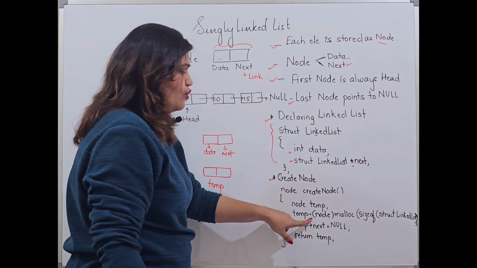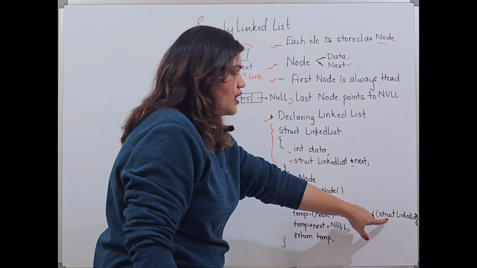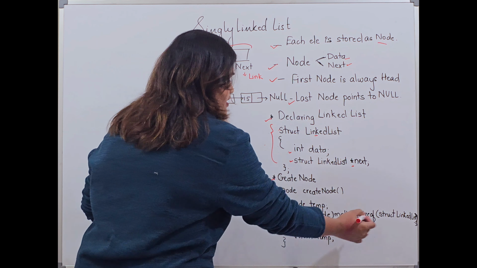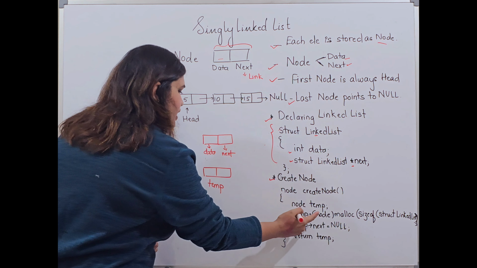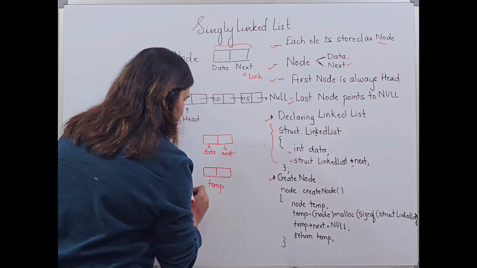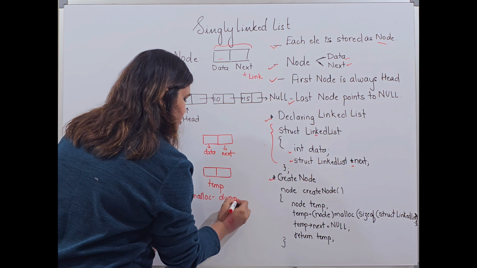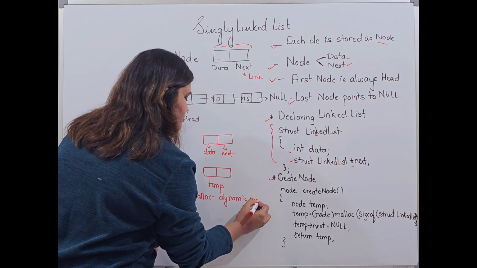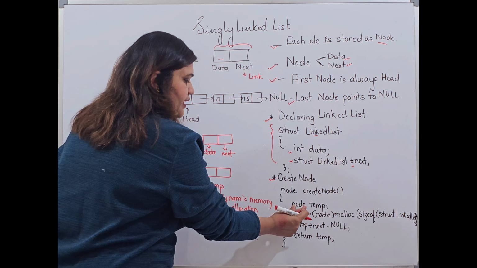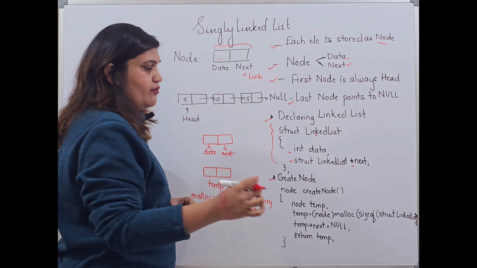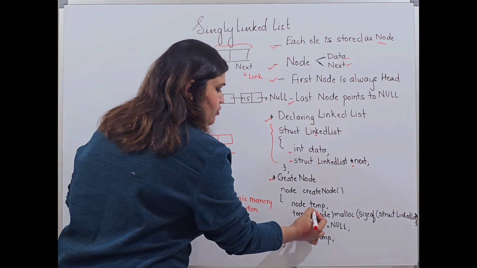How am I going to allocate memory space to it? Temp equal to node malloc sizeof struct linked list. Now let's break this down. Malloc is what? Dynamic allocation. This will do your dynamic allocation of memory. This function is basically used for dynamic memory allocation. Now how does this work? I am trying to create a space dynamically, that is at runtime, for this particular node which is named temp.